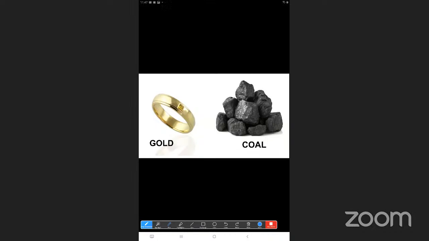Here you can observe the coal, or we can also call it carbon. This coal or carbon is a metalloid. This is not a metal or a non-metal. This is a metalloid. That means it shows properties similar to the non-metal.